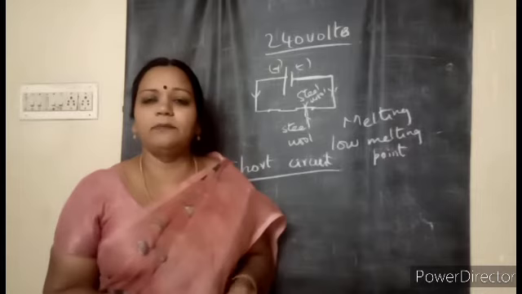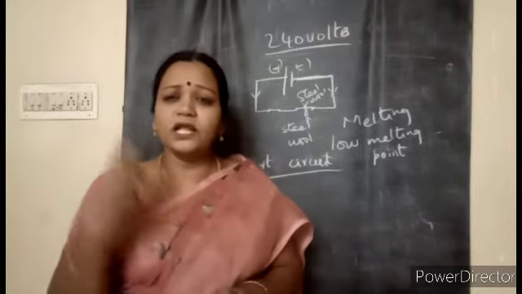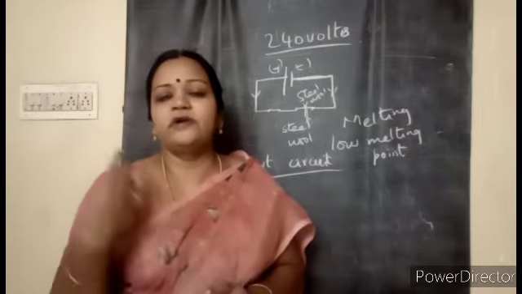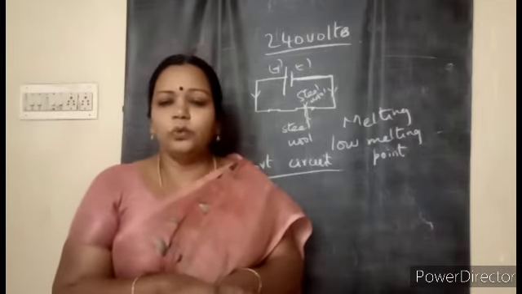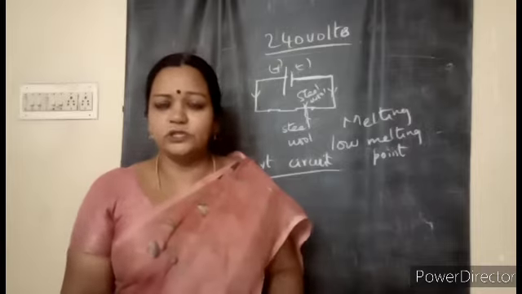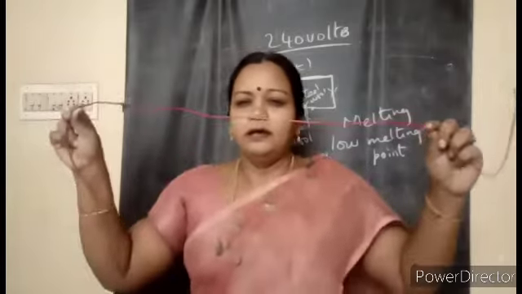Excessive current can happen when two wires touch. Generally, three different types of wires come to our home: live wire, neutral wire and so on. Suppose two wires are touching each other and the insulation is not there. These are the wires through which we are getting the supply.